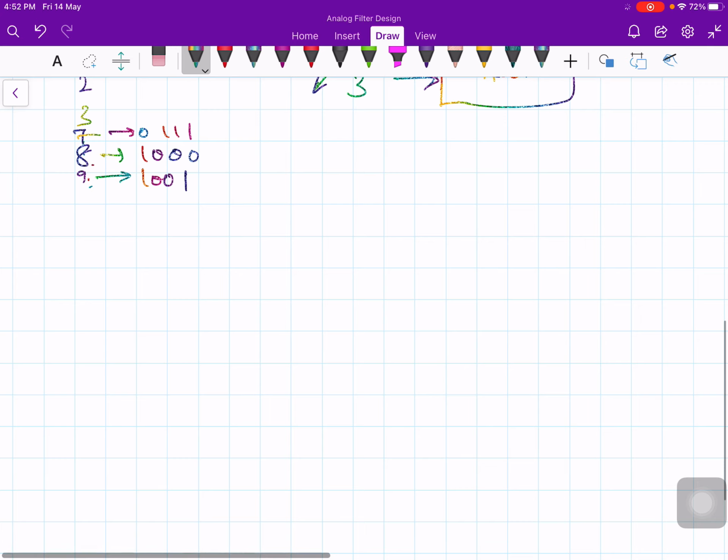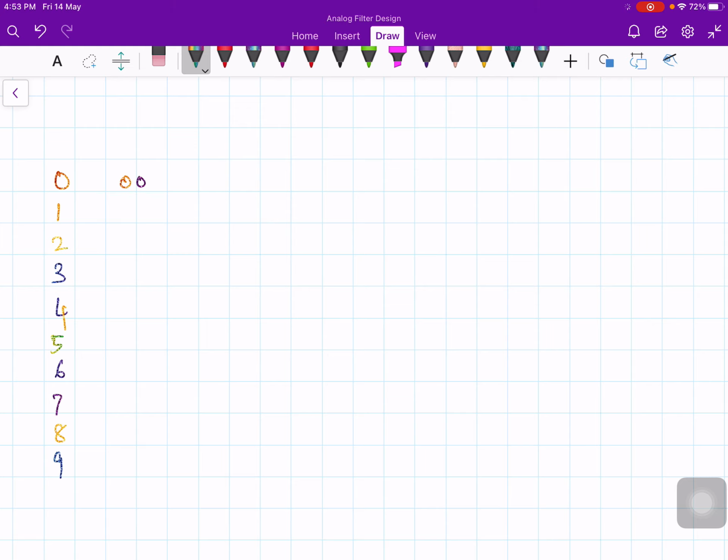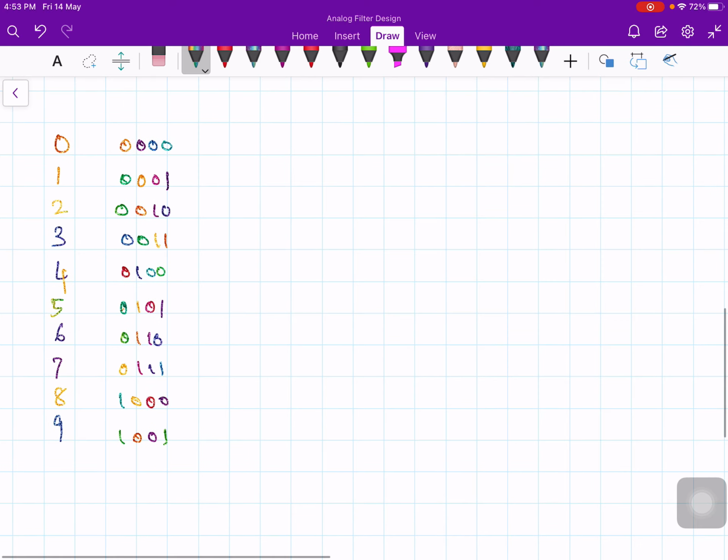So let me write it down here. 0 1 2 3 4 5 6 7 8 and 9. These are my decimal numbers. 0 you represent as 4 zeros, 0 0 0 1, 0 0 1 0, 0 0 1 1, and then 0 1 0 0. I'm sorry, this is 0 1 0 1, then 0 1 1 0, 0 1 1 1, 1 0 0 0 and 1 0 0 1.